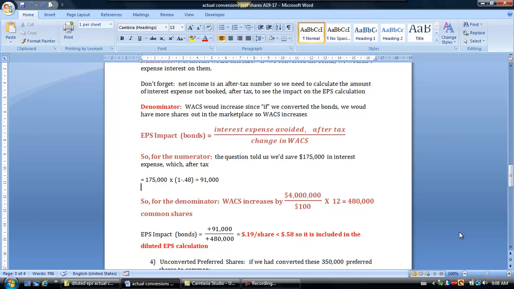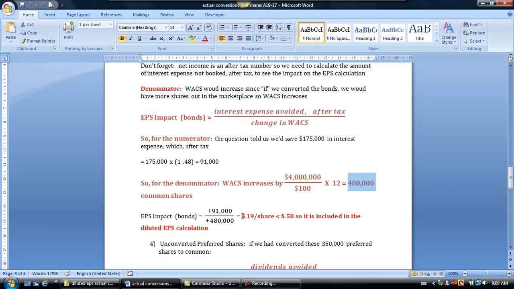How many more shares would have been issued if we had converted those 4 million in bonds? We had 4 million in bonds, and the question tells you that they're in denominations of $100, so you would have 40,000 bonds, each of which is convertible into 12 shares. That would give you 480,000 new shares on the market had they been converted.